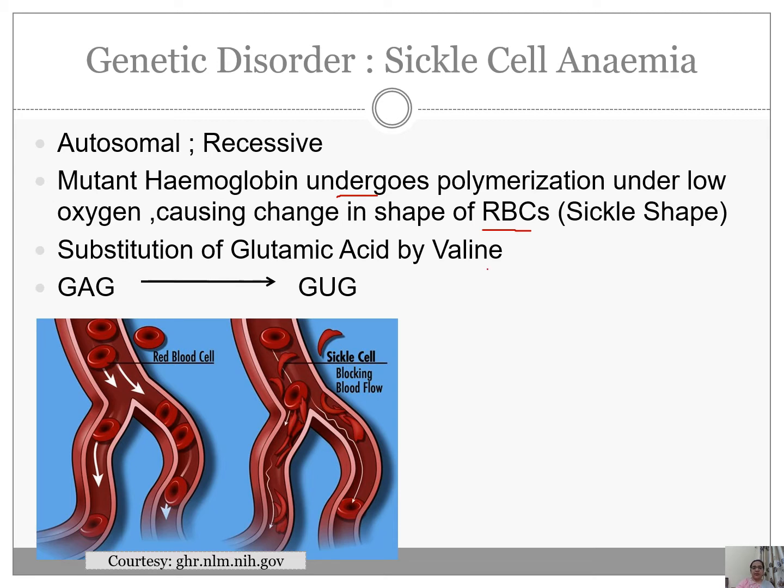So in this diagram, you can see the shape of this RBC. It has become sickle-shaped. And here in the blood vessel, these have piled up, so they will block the flow of blood. In sickle cell anemia, by the mutation of one gene, there will be many impacts, because if less oxygen goes into the various organs, many disorders will arise. So it is an example of pleiotropy also.